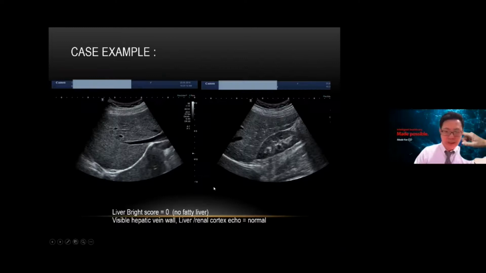So I will give some examples of how to use the ATI in clinical practice. Normally we look at the visual scale, the bright score, something like this. We compare the liver parenchyma to the kidney cortex. If it's equal or just equal, it's no fatty liver. Like this case, the bright score is 0, no fatty liver, or less than 5% fat.